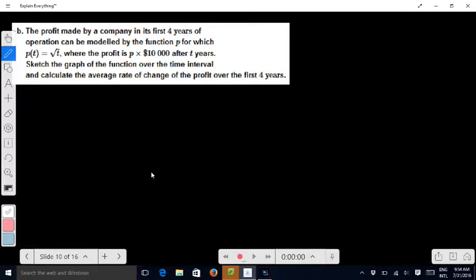And now part B, the profit made by a company in its first 4 years of operation can be modelled by the function P, for which P of T equals the square root of T. And the profit is P times 10,000 after T years. So sketch the graph of the function over the time interval and calculate the average rate of change.